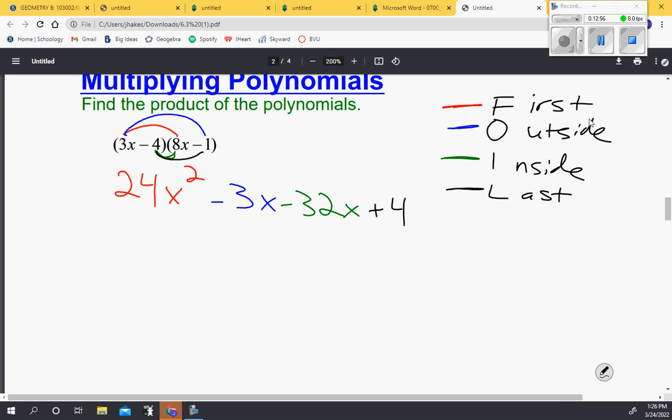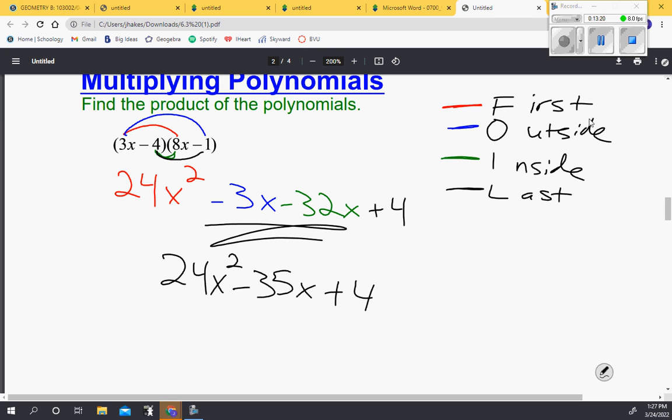We are not finished with this problem yet. We're not finished because we still have like terms. We have like terms right here, negative 3x and negative 32x. If you combine those, that's negative 35x. Okay, I'm going to bring down the 4, and I'm going to bring down the 24x squared. That's our final answer.